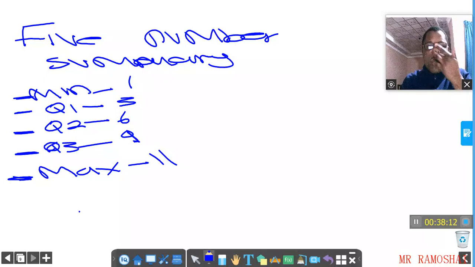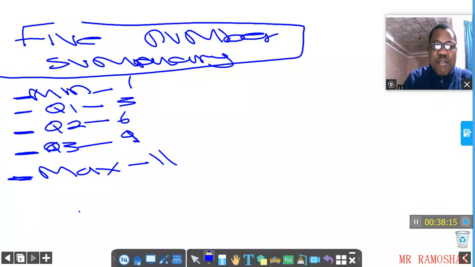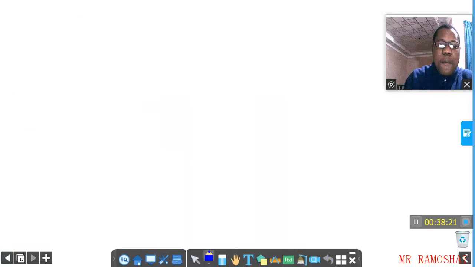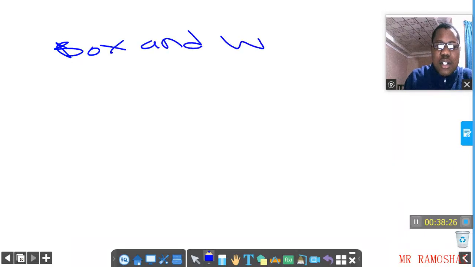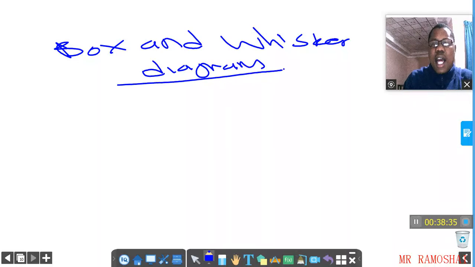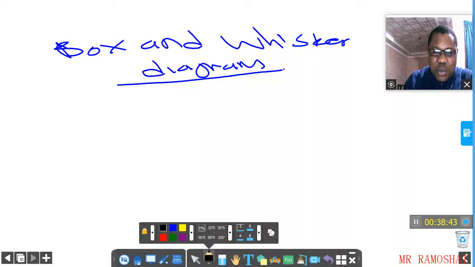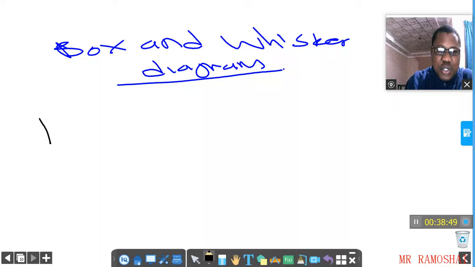Right. Now we're going to use the 5 number summary to draw our box and whisker diagram. How do we draw it? We are going to employ our 5 number summary. Look at how I'm going to draw it. I'm just going to draw a general one. I'm not going to use a scale here. So it's 1, 2, 3, 4, 5.